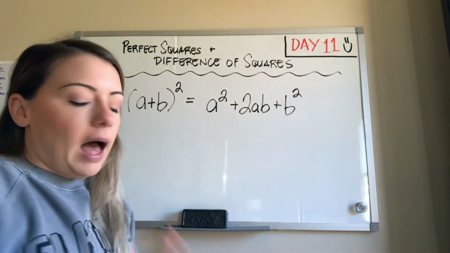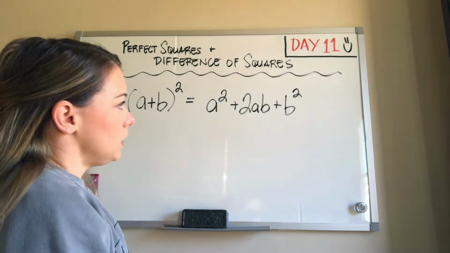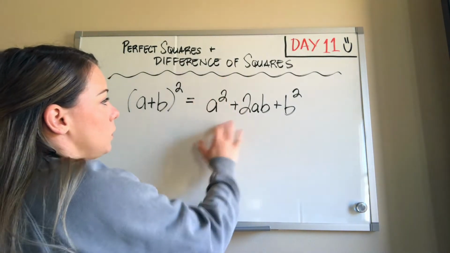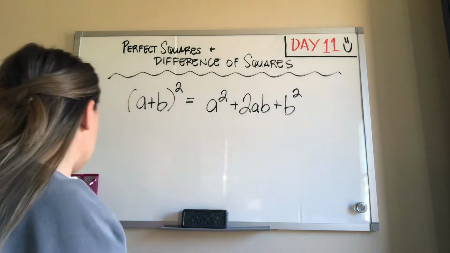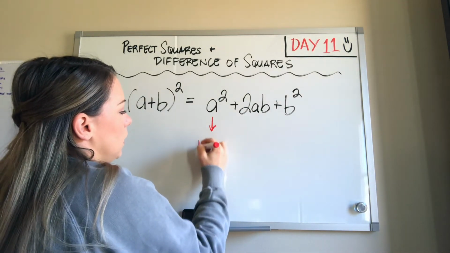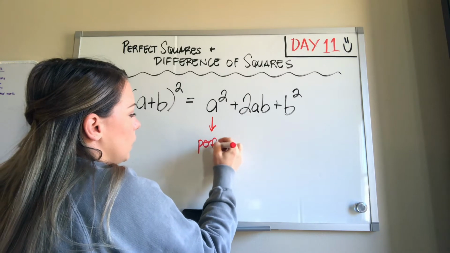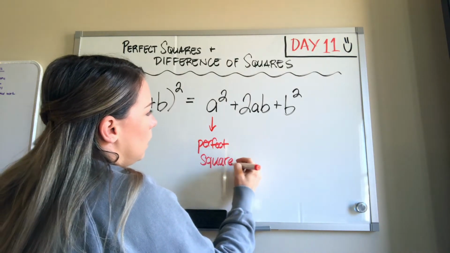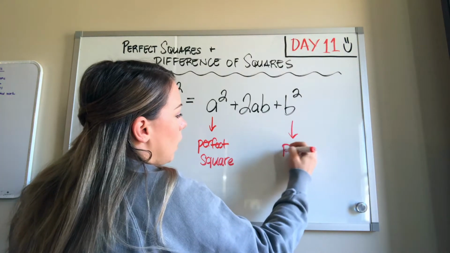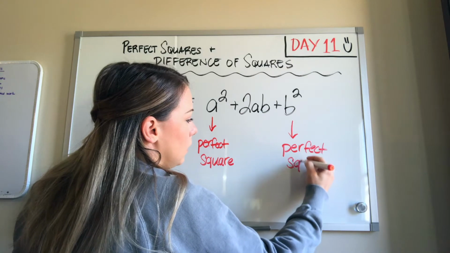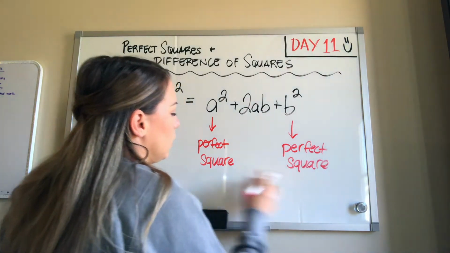So I really want you to notice a couple things here. A squared would produce a perfect square. All right, so this A squared would be a perfect square.